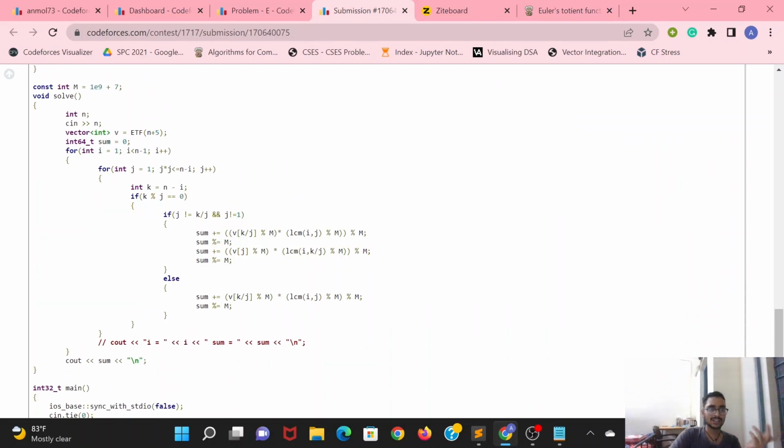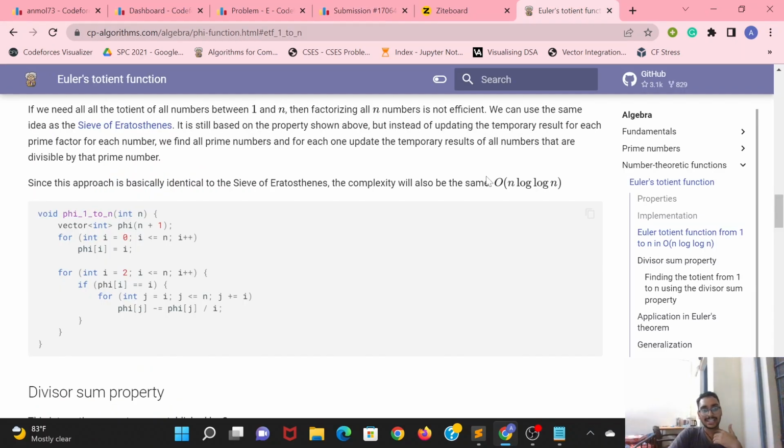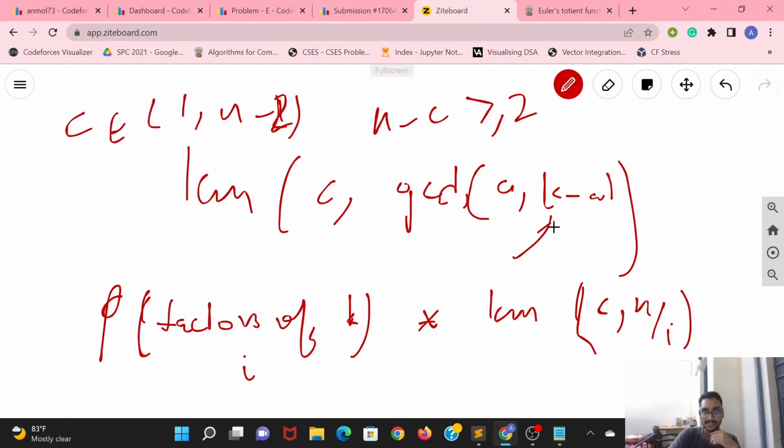Now here basically I'm finding all the factors of n minus I. Our initial k was n minus c, so I'm finding that thing.